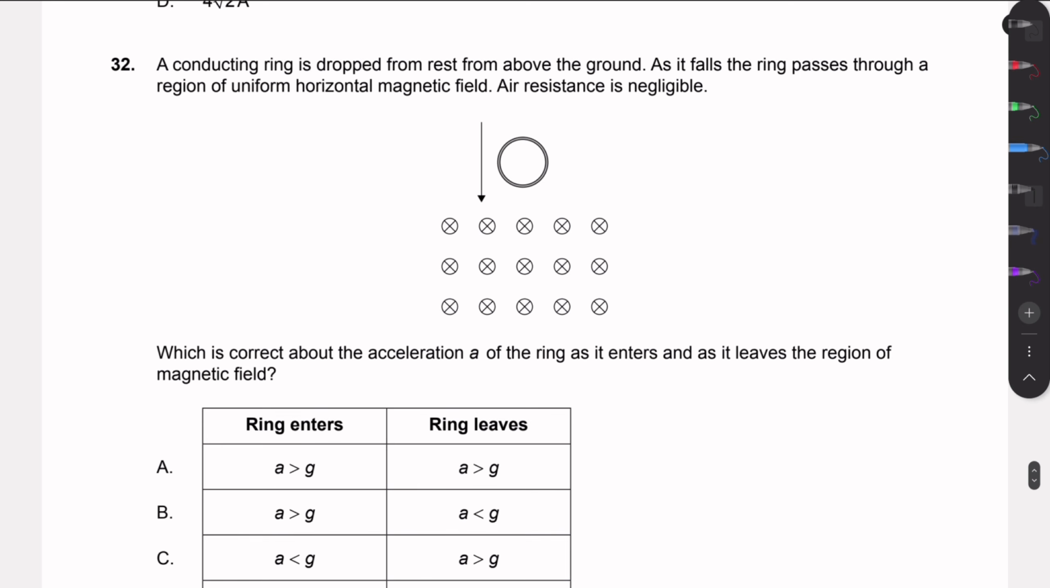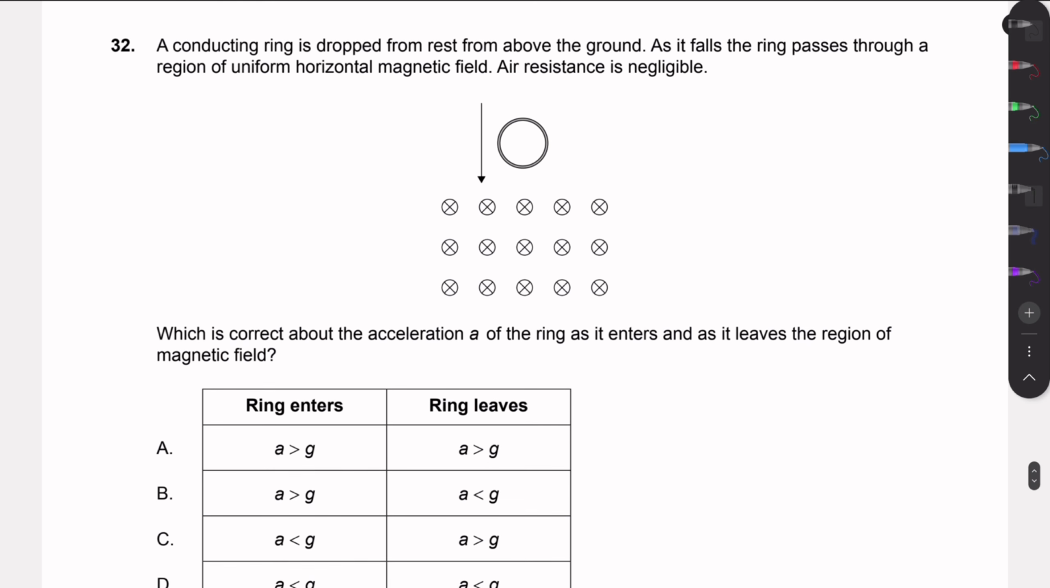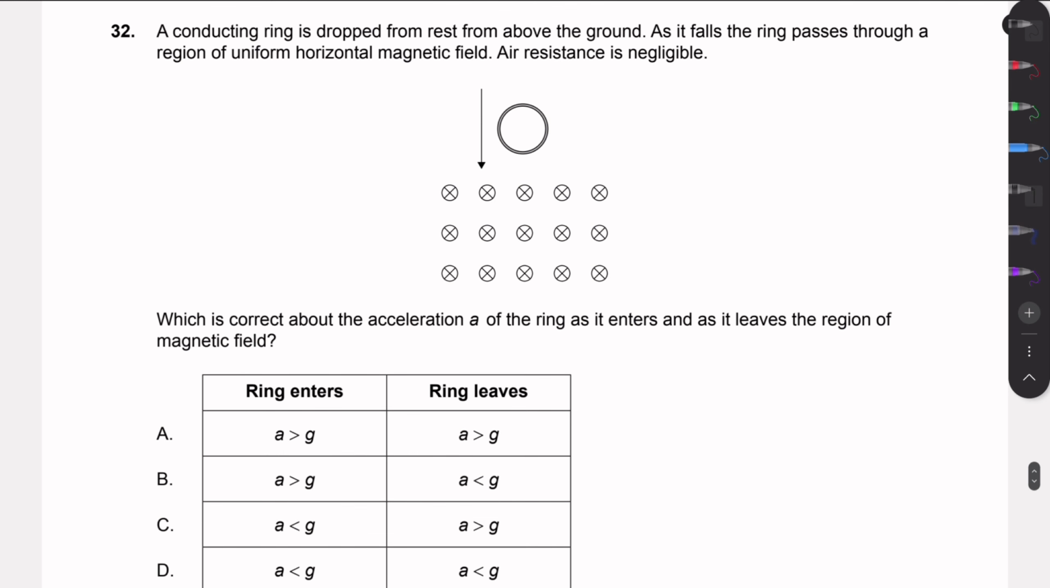And then here we are told that a conducting ring is dropped from rest above the ground. As it falls, the ring passes through a region of uniform horizontal magnetic field. Air resistance is negligible. All right, and then what is correct about the acceleration a of the ring as it enters and as it leaves the region of magnetic field? Well, this can be derived, not very lengthy. I'll show you how to do this properly, but probably in a paper one, you don't want to spend this much time thinking about every situation.